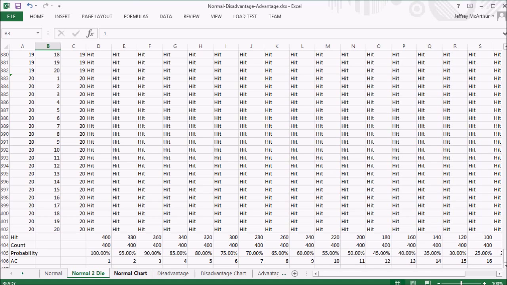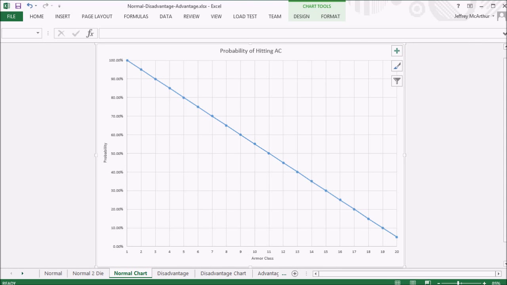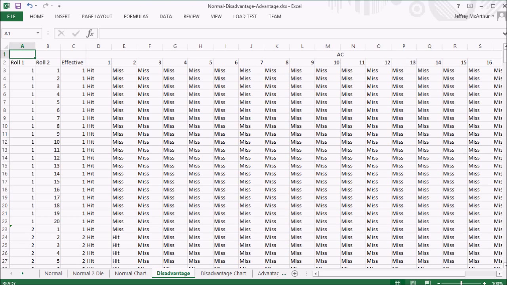Then I went into Excel and I said, let's plot this. So here's my probability and here's my armor class. It gives me a nice straight line, sort of what we'd expect. Now what happens when we do disadvantage?